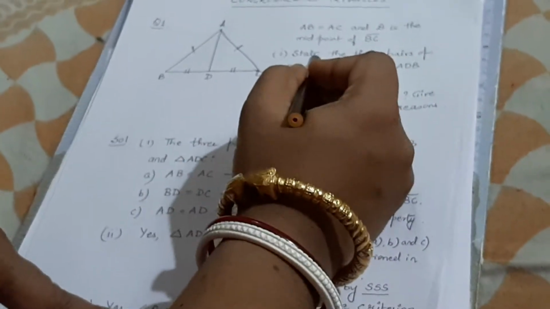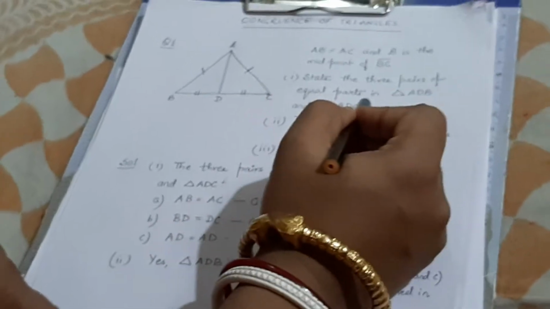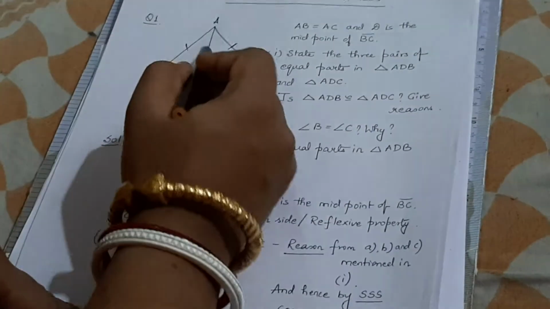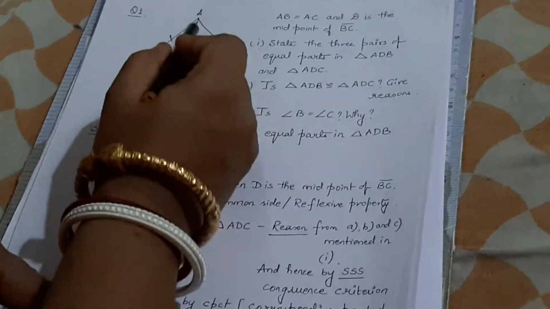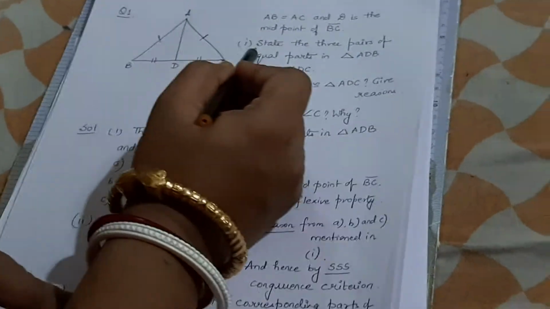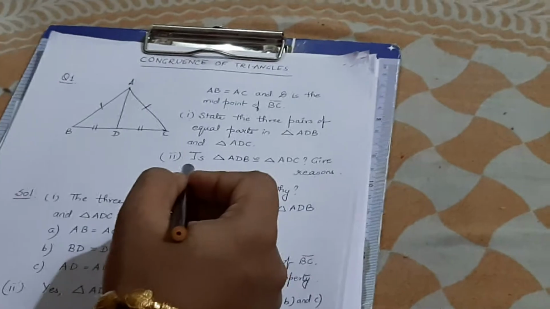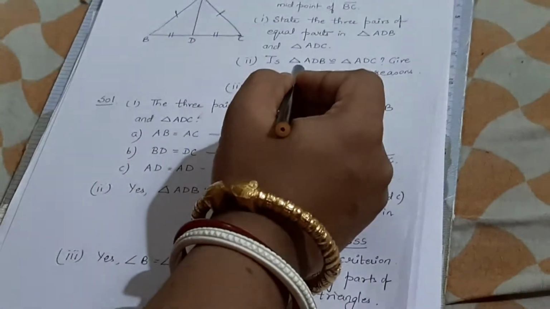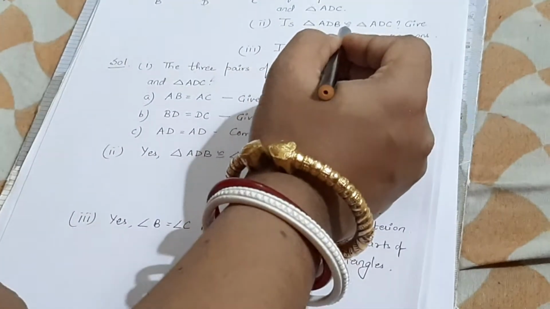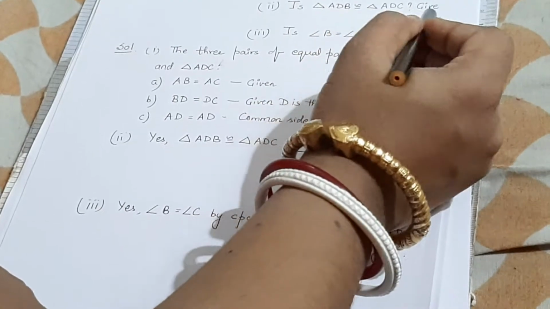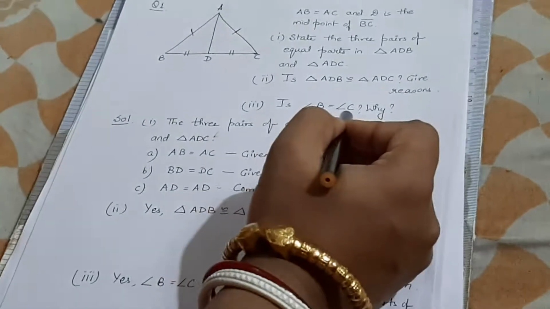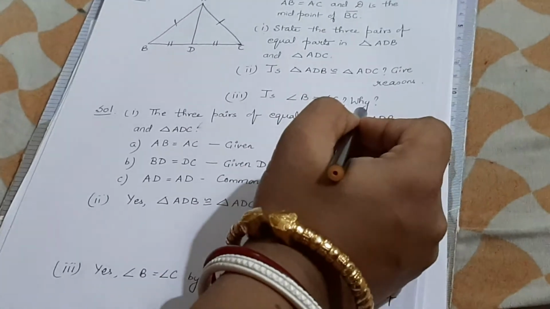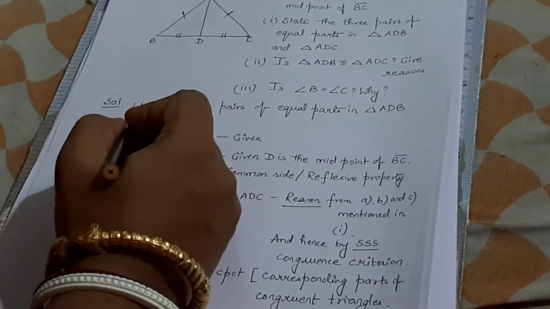First part is state the three pairs of equal parts in triangle ADB and triangle ADC. This is the first part of the question. Second part is, is triangle ADB congruent to triangle ADC? Give reasons. And the third one is, is angle B equal to angle C? Why? Now let me start with the solution first.